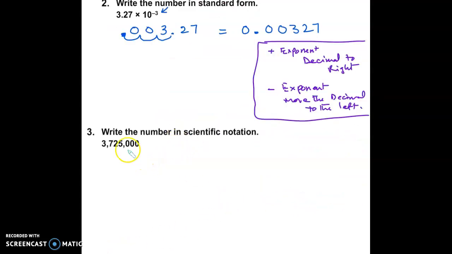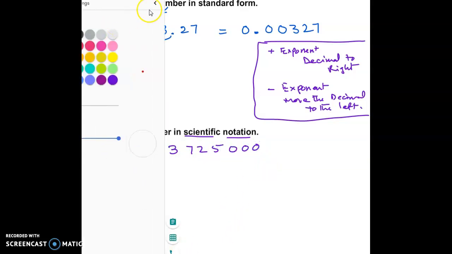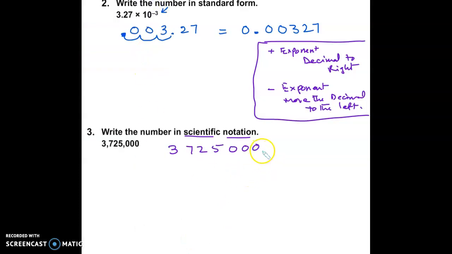Now in this example, we have a number, and we have to write it in scientific notation. When you write it in scientific notation, what we need to do is move the decimal to the left so we can get the exponent. So I'm going to write this number, 3725123. Now I'm going to move the decimal to the left to write an exponent. So it's going to get 1, 2, 3, 4, 5, 6.